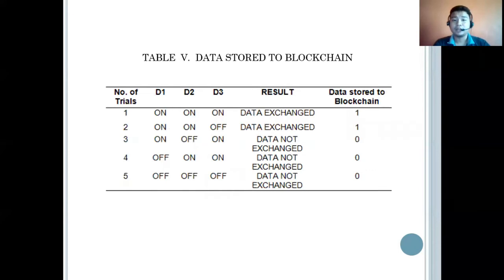Then the data will not be stored since device 3 has a problem, the data will not be exchanged and will not be stored in the blockchain. But if all the devices are on, the data will be exchanged. Also, if device 2 and device 3 are on, they will exchange and save it to the blockchain.